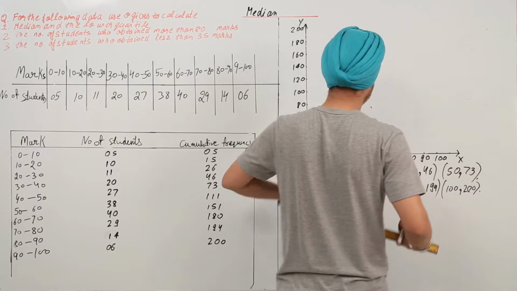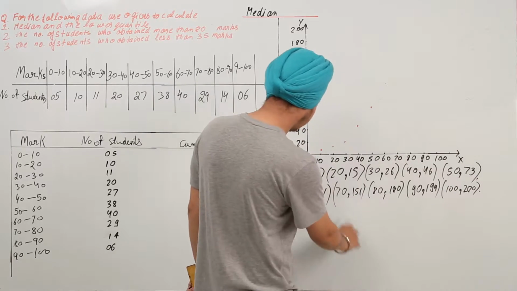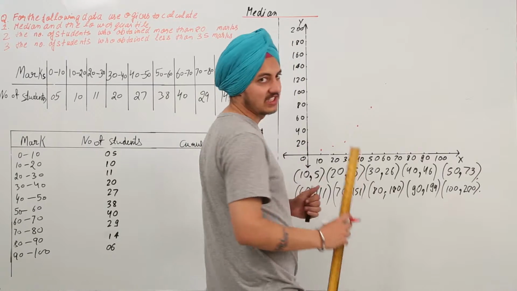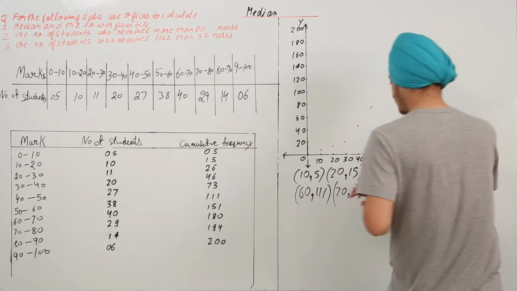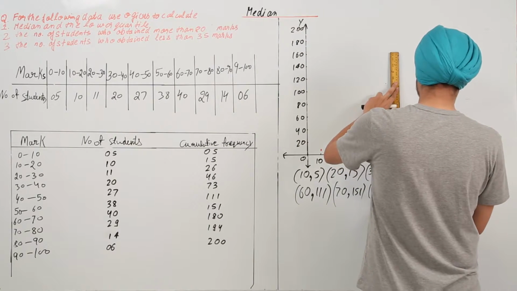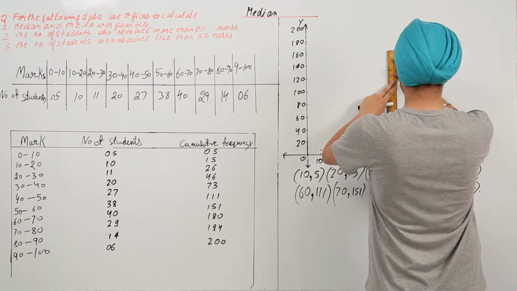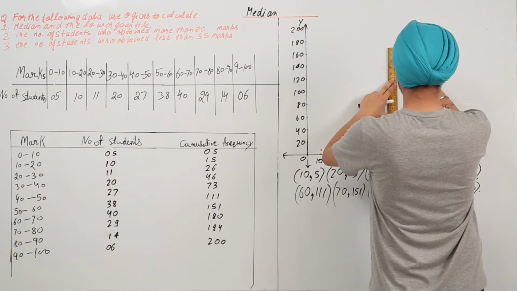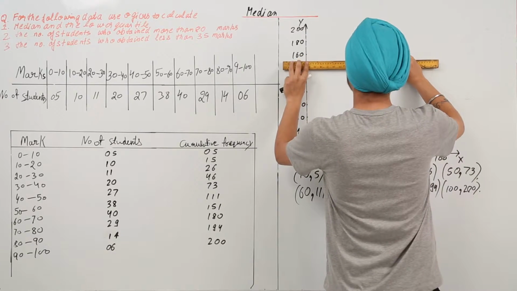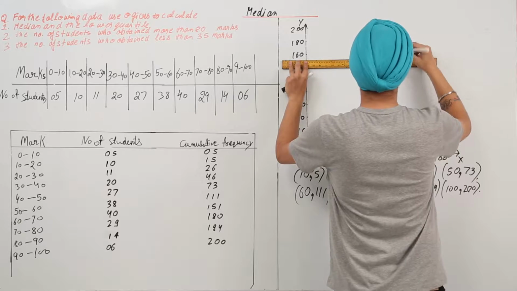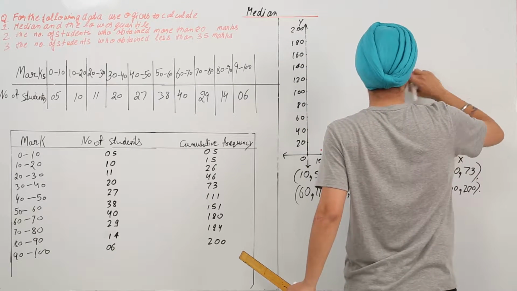Then we have 70 comma 151. Now again guys, it is very difficult to make an accurate graph over here, so I am trying my level best. So this is 70 comma 151. So that would be 70. Okay. So this is the line for 70 and 151 would be right in the middle of this. So this point would be 70 comma 151. Okay.